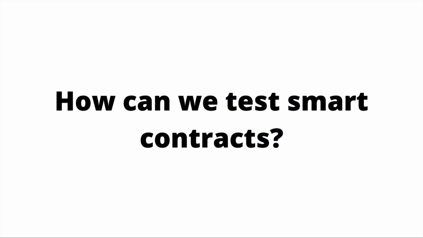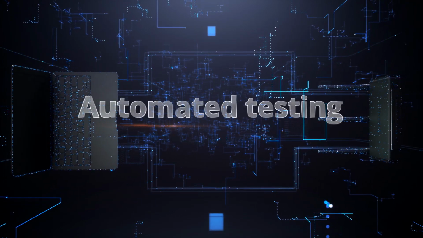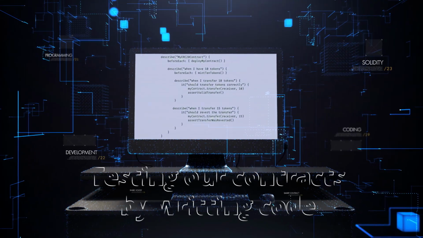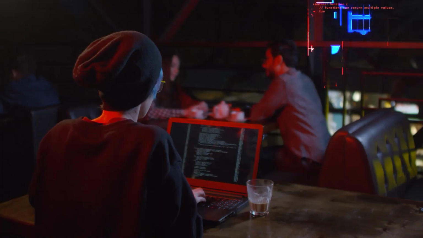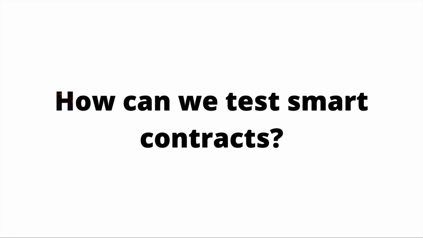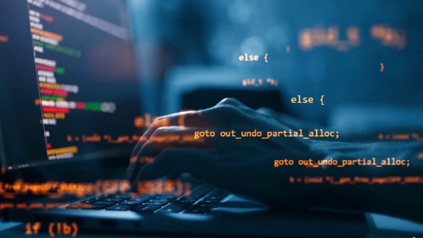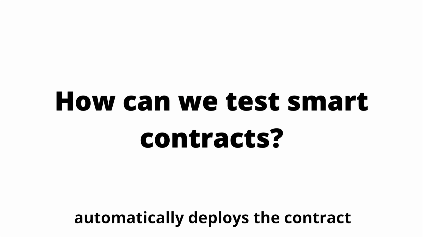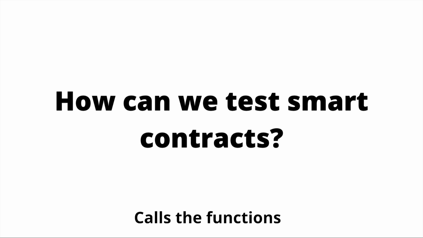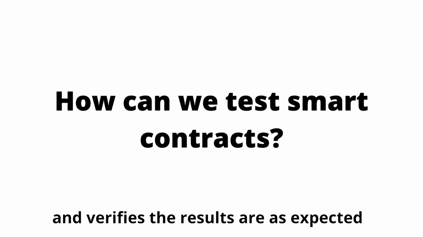And especially because the contract might have a lot of different edge cases, which will take a lot of time to test. Our solution for this is automated testing, which is basically testing our contracts by writing code. You'll probably end up writing more code for tests rather than the contract itself. Maybe you are already aware of the concept of automated testing, but if not, let me give you a quick overview. Instead of deploying a contract, calling functions, and verifying the contract manually, you end up writing code that automatically deploys a contract, calls the functions, and verifies the results are as expected.